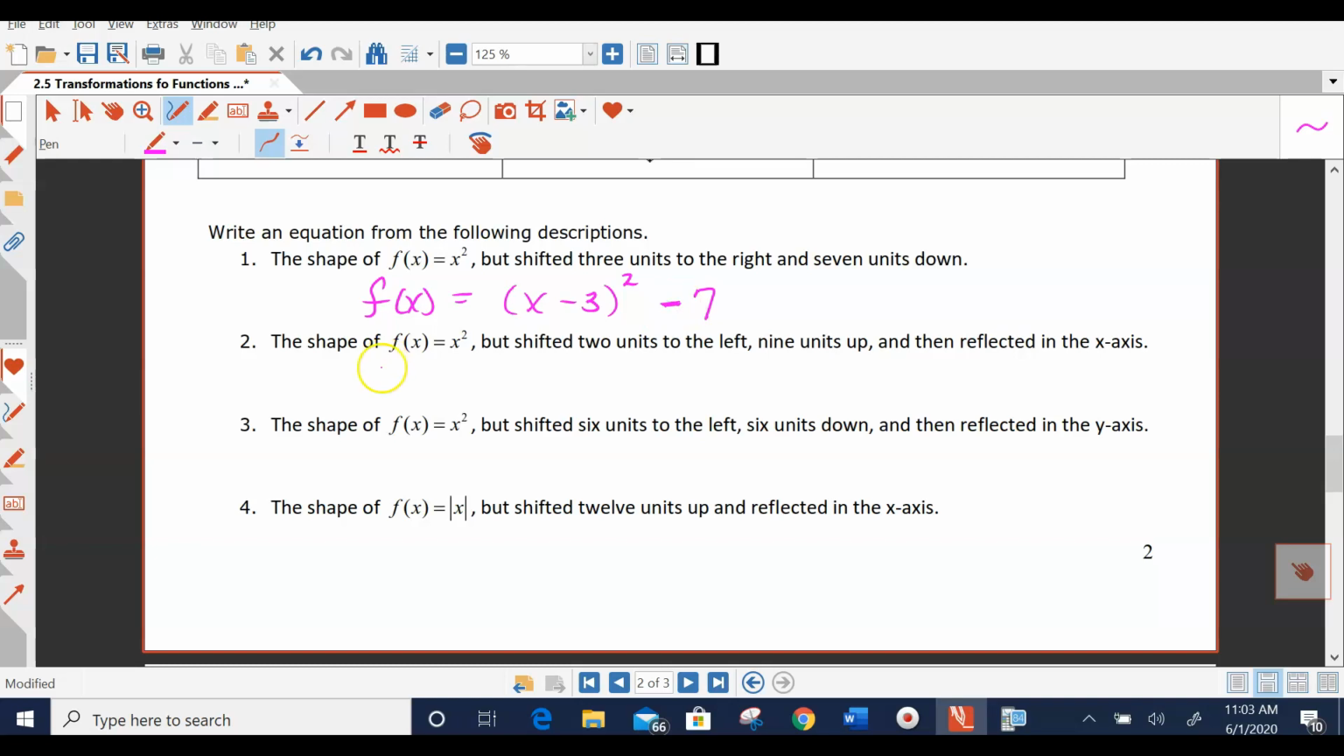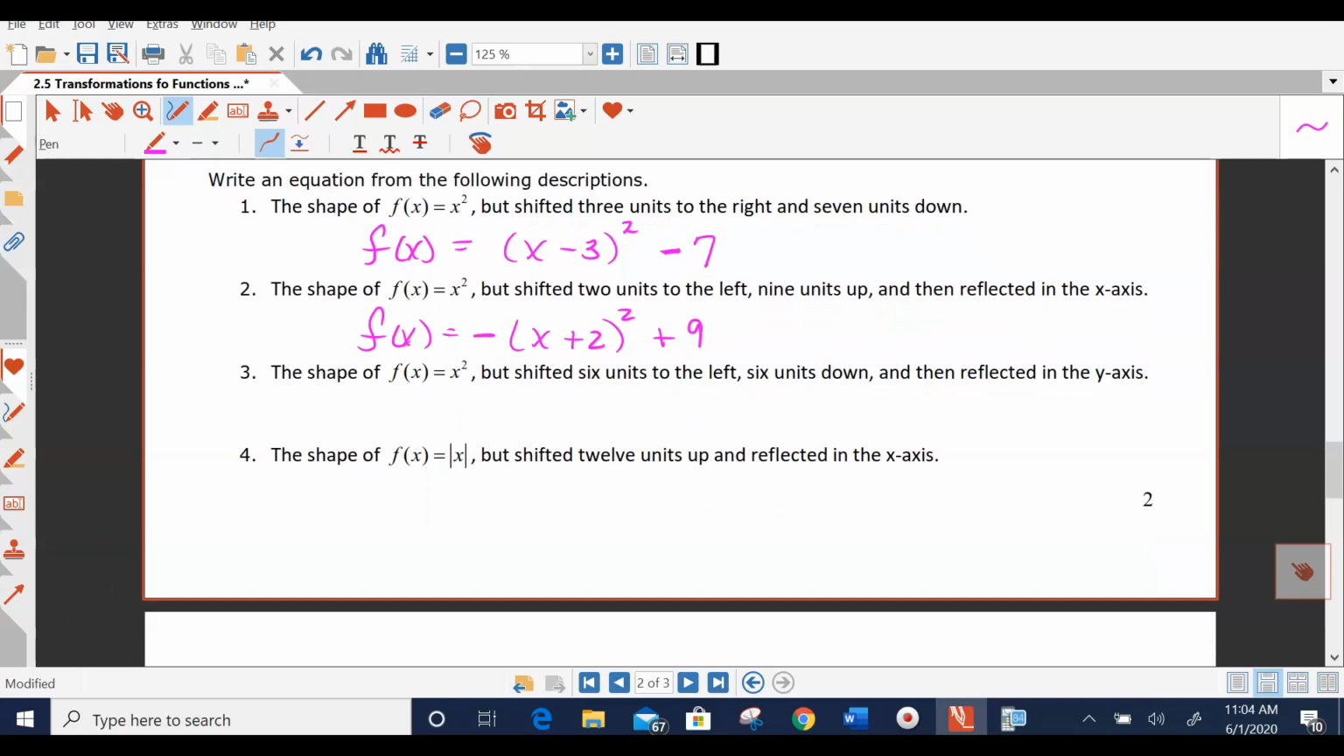Okay, let's take x squared again, and we're going to shift it 2 units to the left, 9 units up, and reflect across the x-axis. So 2 units to the left means I need a +2 on the inside. Remember, the inside numbers make it go left or right. 9 units up means I need a +9. And to reflect across the x-axis, I need a negative in front.